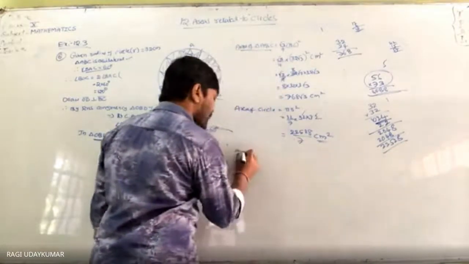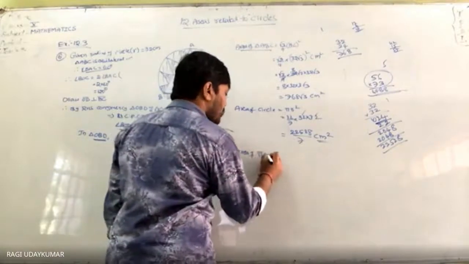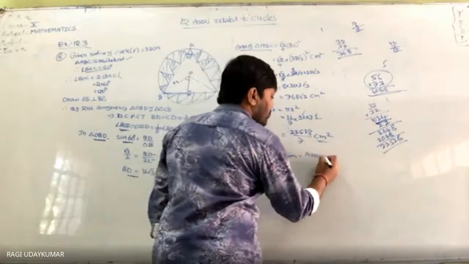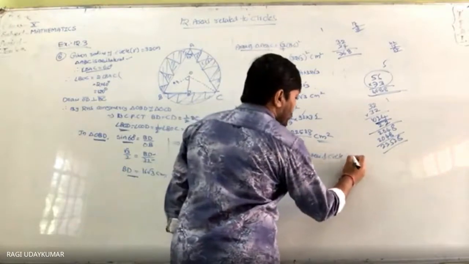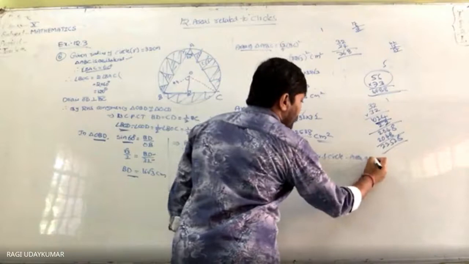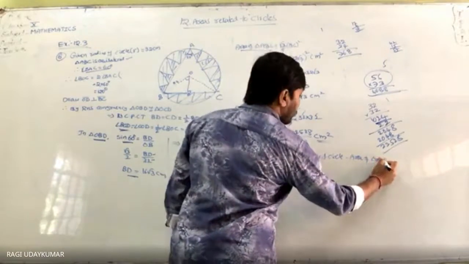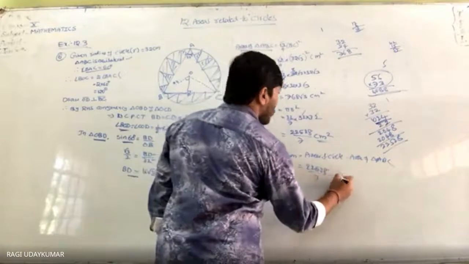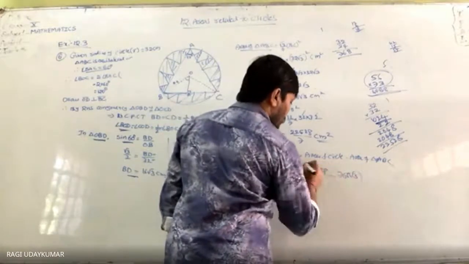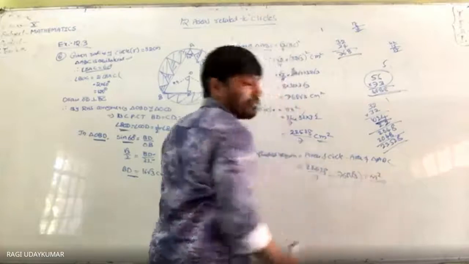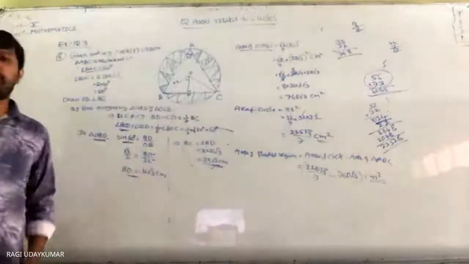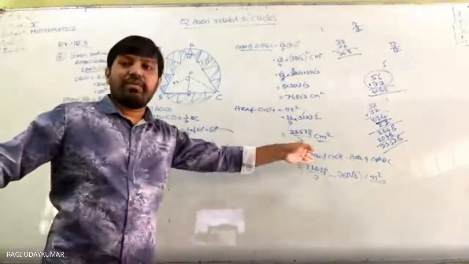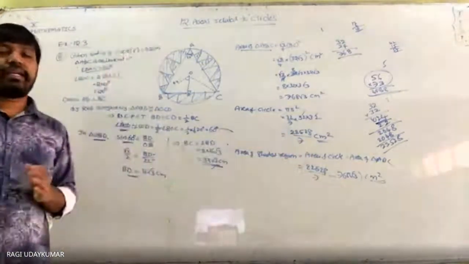So the area of the shaded region is equal to the area of a circle minus the area of triangle ABC. So area is 22,528 by 7 minus 768 minus 38 centimeters square. Like that, you can leave the answer, no problem. See here, it took some time. As one problem, at least one problem, I thought of explaining.